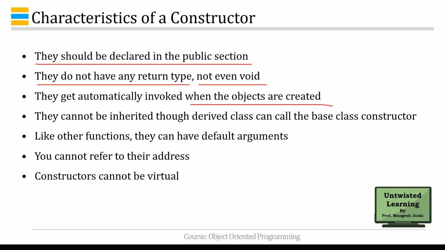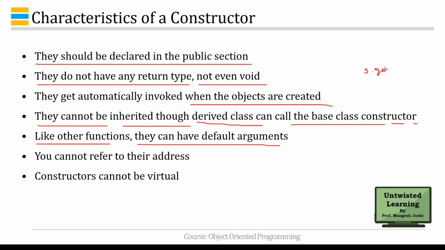In case of normal member functions, you need to call them using the object name, let's say s.getData, s.showData, and so on. But constructors will be automatically called. They cannot be inherited, though a derived class can call the base class constructor. You will understand this when we see inheritance. Like other functions, they can have default arguments. You cannot refer to their addresses, and constructors cannot be virtual. So these are some of the characteristics of the constructor.